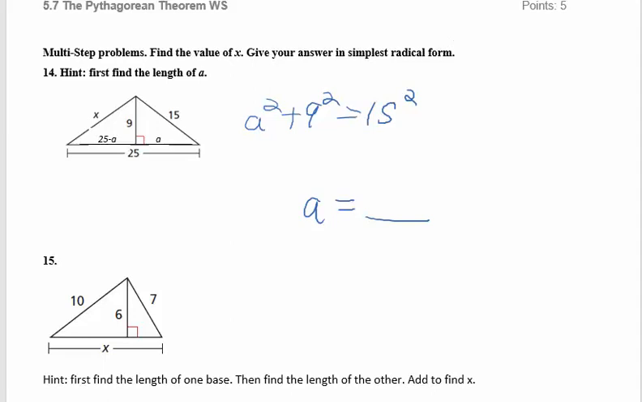And in this one it's similar, except this time the whole base is X. So we need to find, we can call this A again, or you can call it something else, but we need to find this first. Then we can find the other one with the Pythagorean theorem, let's call it B, and then we can add those two together to find the length of X. So use the Pythagorean theorem 2 times and then find the sum of those two sides.